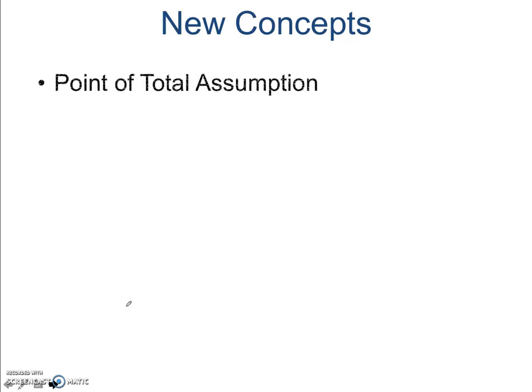So new concepts, again, we just talked about the point of total assumption. The weighting system is something I talked about in the risk management chapter. It can also be called the multi-criteria decision analysis. So that's just another word for weighting system. I don't know which one you already know, but I think it's good to know what some of these concepts really mean. It's the exact same thing: weighting system and multi-criteria decision analysis.